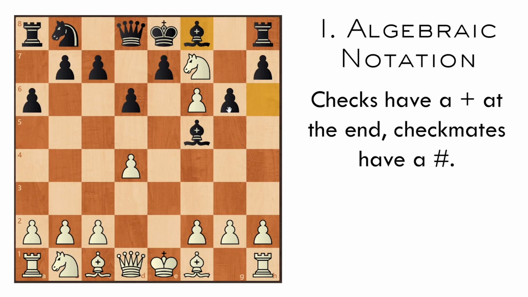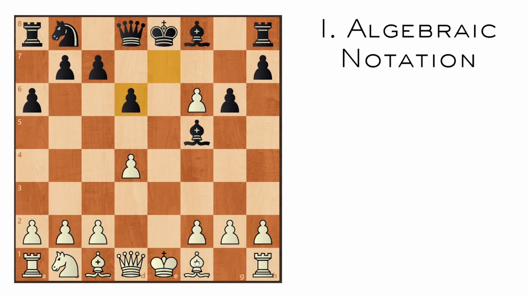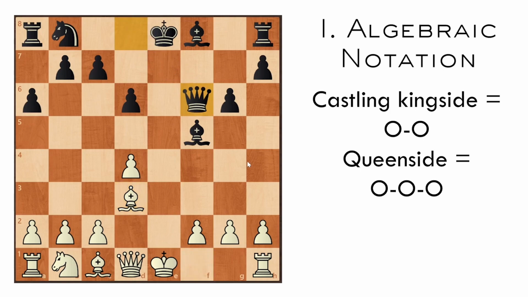If you deliver a check, let's say the knight goes to, I don't know, d6 for a check, it will have a plus sign at the end of it. Now, if it was checkmate and not check, it would have a hash symbol or a number symbol or a hashtag. Now, let's say you castled. So let's say the king's about to castle kingside. Now, when you castle kingside, it's known as O-O. Now, if you castled queenside, it would be known as O-O-O.